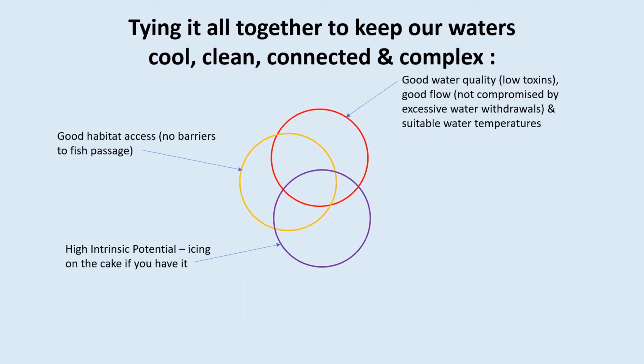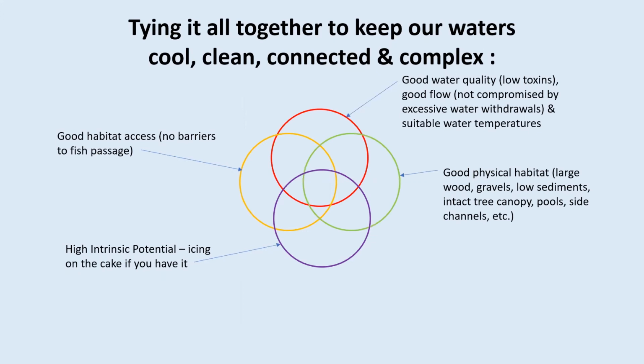If you have good habitat access, which I showed you we didn't until we did that work. We removed those culverts, and that opened up the stream to our fish. So now we've got good fish passage. And now if you have good physical habitat in terms of large wood, gravels, low sediments, et cetera, parts of which we didn't have, right? That's why we added all the wood and the boulders and the gravels. Putting that all together, your Venn diagram says you should be having some excellent responses from your fish.